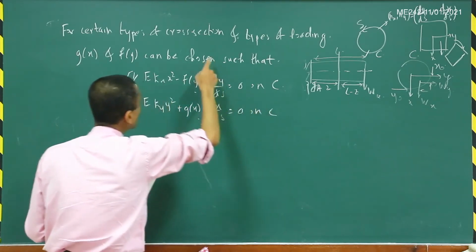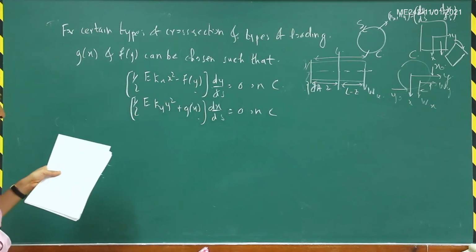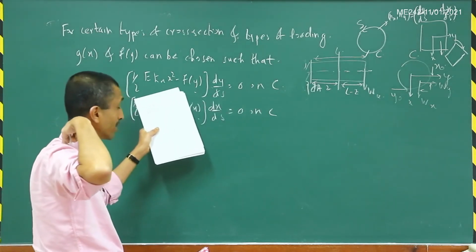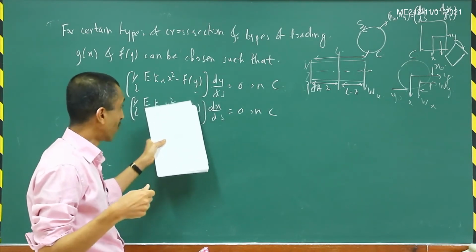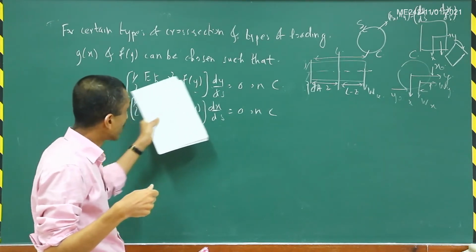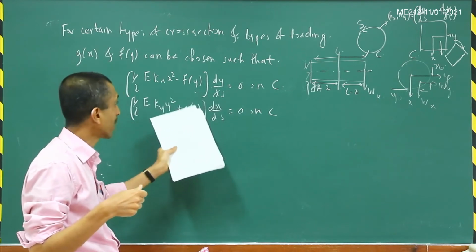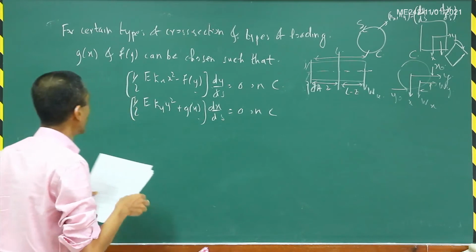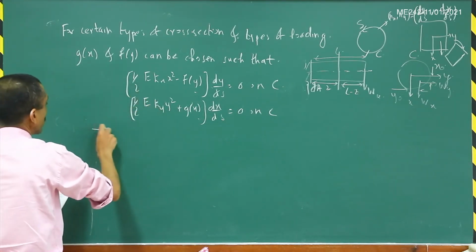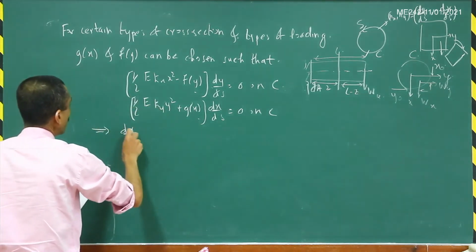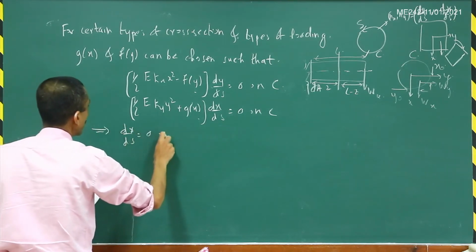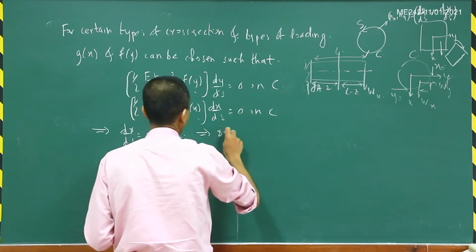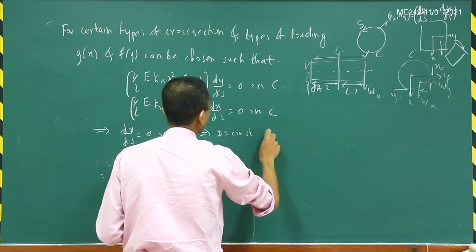So we can choose. Remember that this is only on the boundary that we are talking about. So on the boundary we can choose f(y) and g(x) such that this whole thing is equal to 0, and similarly this term is also equal to 0. Because these two are now 0, this will imply that dφ/ds is equal to 0 on C, and so that will imply that φ is equal to a constant on C.